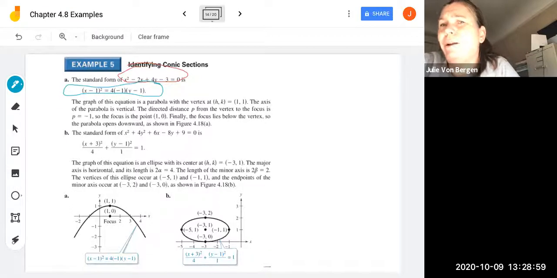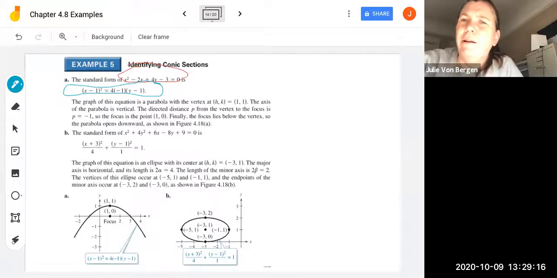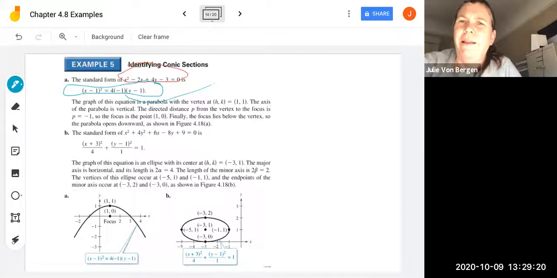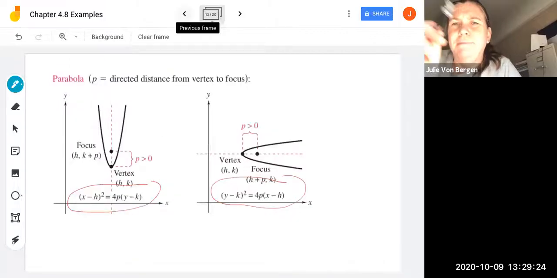So the graph of this equation is a parabola with the vertex at (h, k) equals (1, 1). The axis of the parabola is going to be vertical, and the directed distance p from the vertex to the focus is p equals negative 1. You can see that in the way that we've got the factored form here. Here's our p right here. And for the other values, if you're not sure, come back and look at the parabola equations over here.